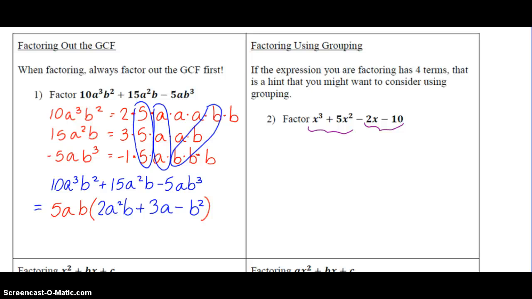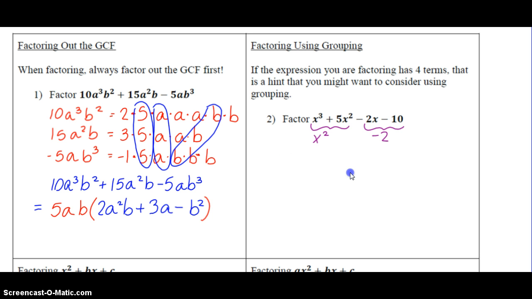Now, we also factor by grouping, and when we see 4 terms or more, we're going to consider grouping to help us factor. What we want to check is what they have in common. In this case, we see that the first 2 terms have x squared as a greatest common factor. The second 2 terms have negative 2 as a greatest common factor.